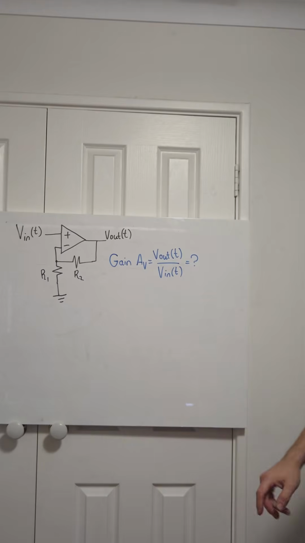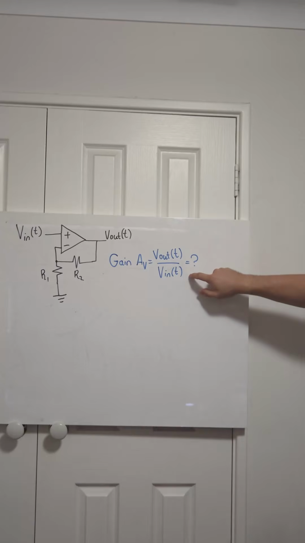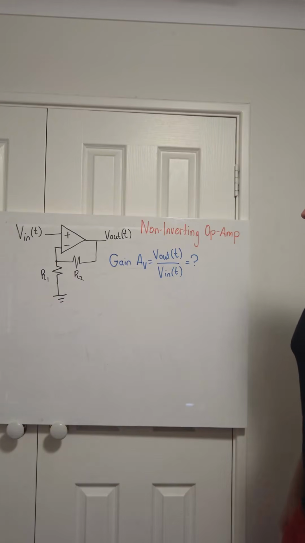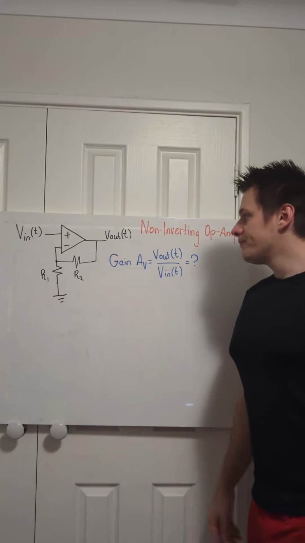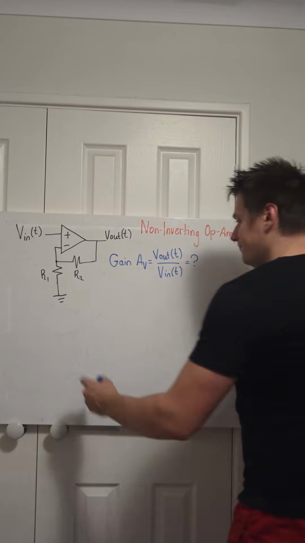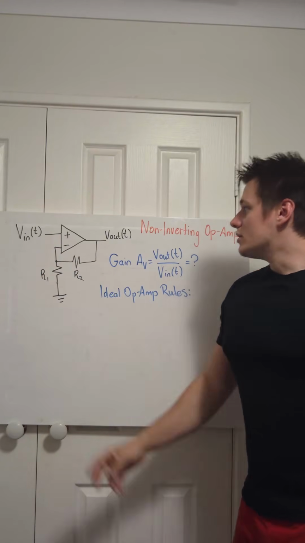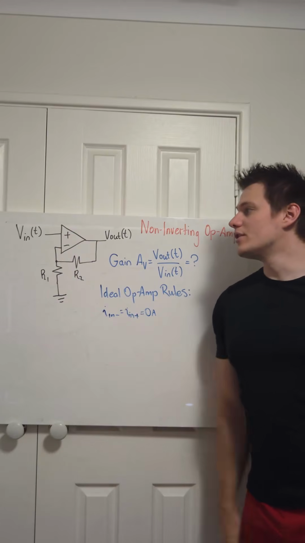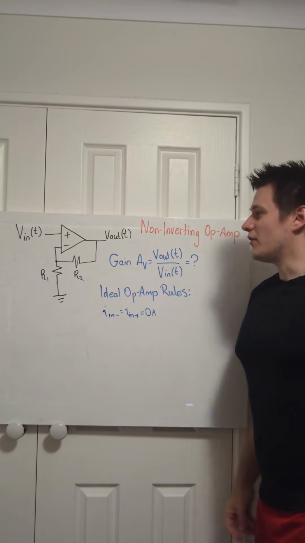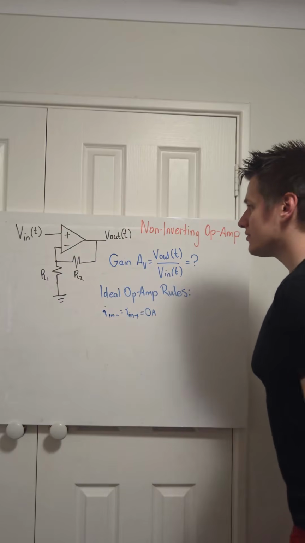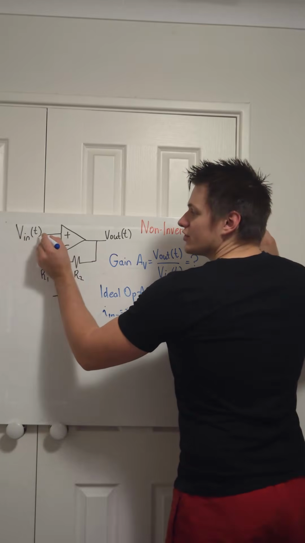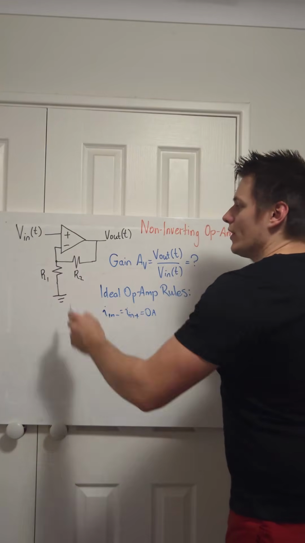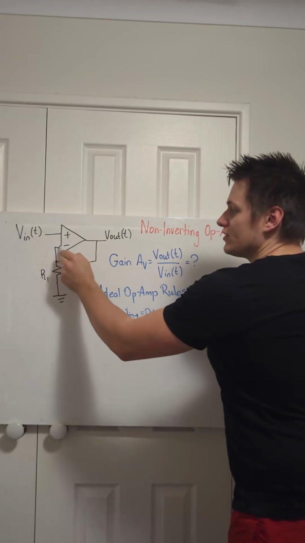This circuit is a non-inverting operational amplifier, and let's find the gain AV, which is the output voltage divided by the input voltage. The first step when solving an op-amp question is the ideal op-amp rules. We know that the input terminals are super high impedance, so there's 0 amps flowing into the inverting and the non-inverting input. We also know that the voltage is the same at both terminals, so if we have voltage Vin going straight into the non-inverting input, we can instantly say that the inverting input also has a voltage of Vin.